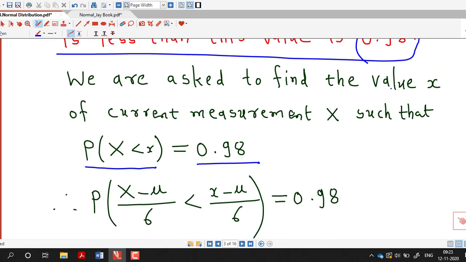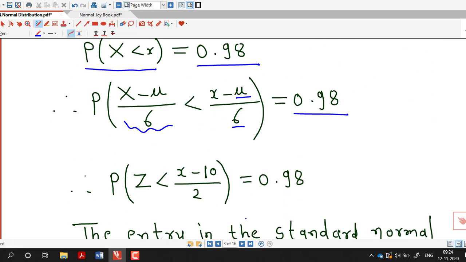So we are asked to find the value x of current measurement such that the probability that capital X is less than small x is 0.98. So first we standardize this. Therefore the probability that (X minus mu) over sigma is less than (x minus mu) over sigma is 0.98. Now this is nothing but capital Z, and here we substitute values of mu and sigma. So we obtain that the probability that Z is less than (x minus 10) over 2 is 0.98.